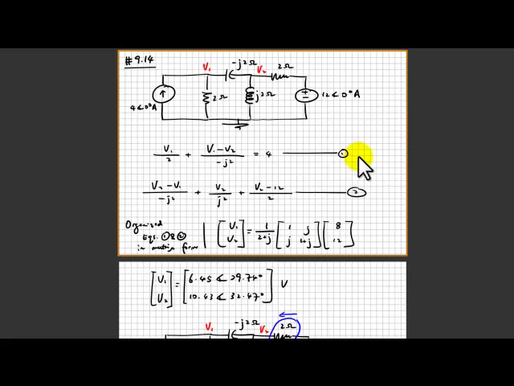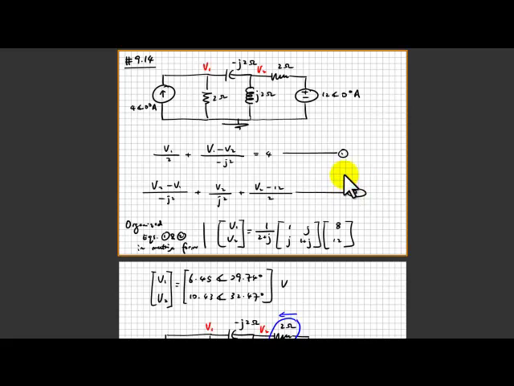The second equation will be very similar. You're going to define the current going out from this side, going down, and then going to the 12 volt voltage source. So V2 minus V1 divided by minus j2, plus V2 minus 0, because this is the reference we are dealing with, divided by j2 ohms. And then V2 minus 12, in this case you already have the constant of the voltage source, which is 12 with 0 degrees, so we're just going to write V2 minus 12 divided by 2 ohms here.